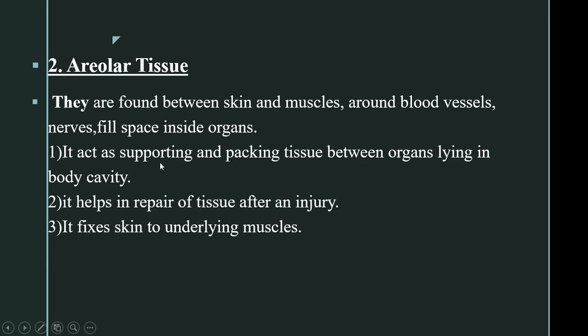That is, it helps in supporting and packing tissues between organs lying in a body cavity. In a cavity, all the organs lying in it are supported and packed by means of this areolar tissue. It helps in repair of the tissue after an injury. It helps to fix the skin to the underlying muscles.